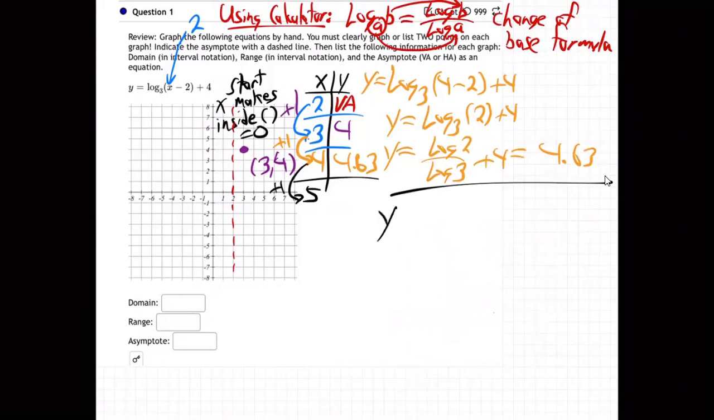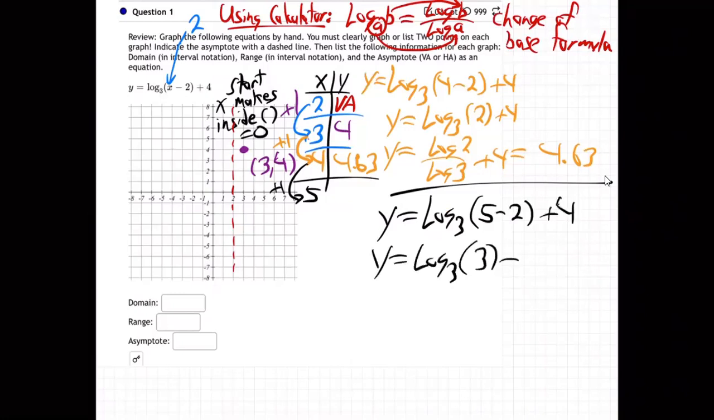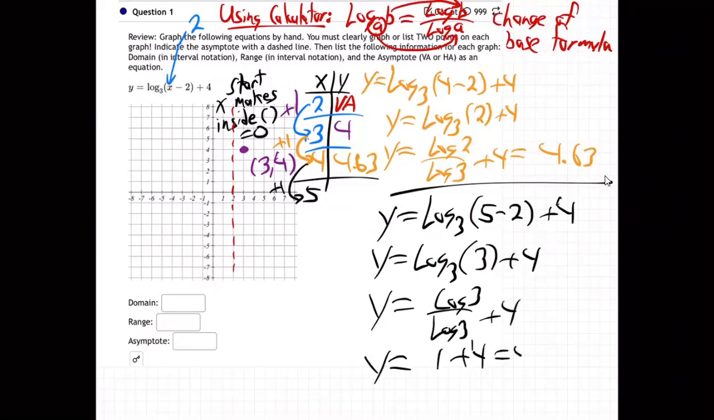You'll be at 5, and you'll get y equals log base 3 of 5 minus 2, plus 4. Log base 3 of 3. Do that on your calculator. The lower one goes low, the high one goes high. You can probably figure that out. That's 1 plus 4 is 5. So that's the point 5, 5. Let me move this right here. 5, 5 is right there.